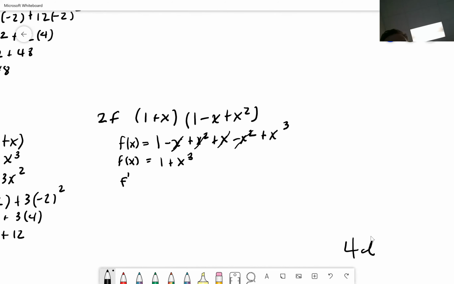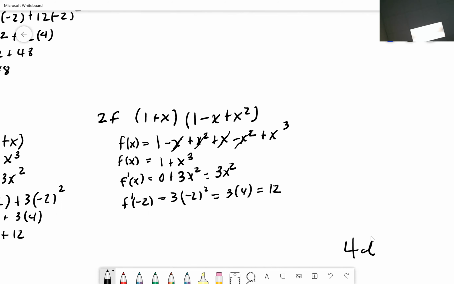And then f prime of x, apply your power rule as is. Derivative of 1 is 0. Derivative of x to the third is 3x squared. So we end up with 3x squared. And then f prime of -2 is 3 times -2 squared. -2 times -2 is 4. So it's 3 times 4. You end up with 12. And that 12 is the slope of your tangent line.